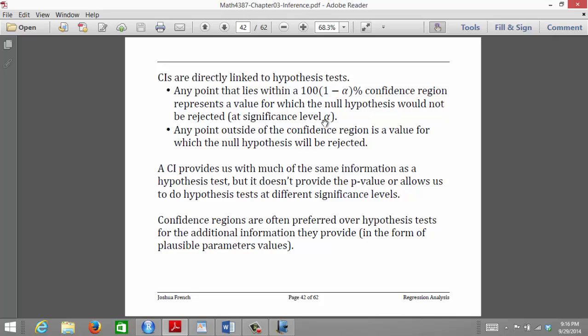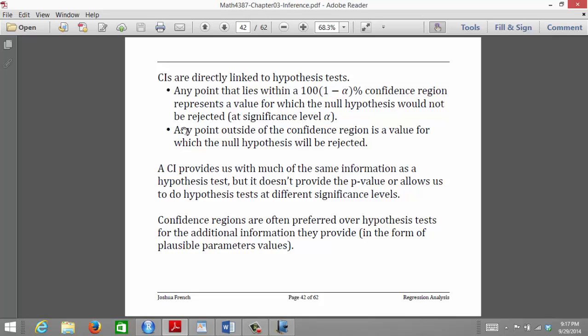then at a significance level of say 0.05, we would fail to reject our null hypothesis of no difference from the values in your confidence region. So for each of the values in your confidence interval, you're going to fail to reject the null hypothesis that our parameter equals that value.